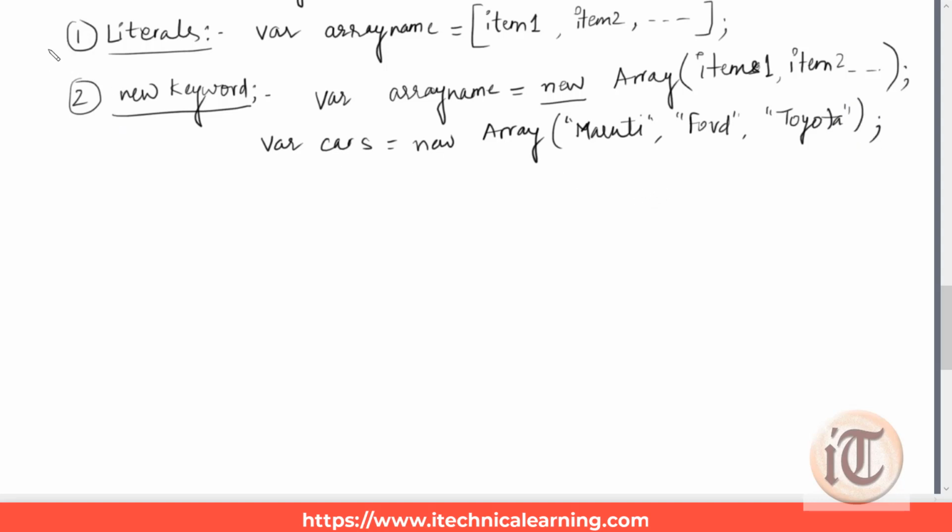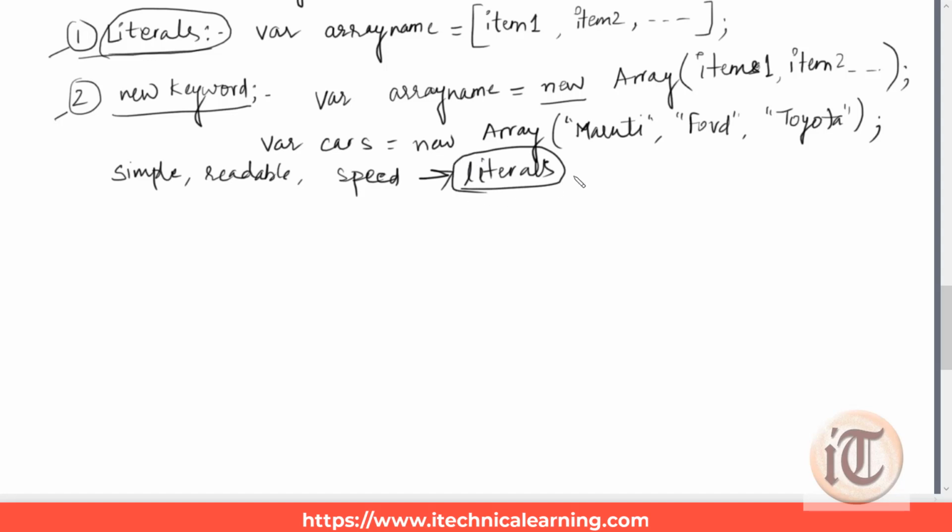Now the question is, which way is better? Is it literal or new? I would suggest that when you are programming, it is always better to use the literal way. Why? Because of simplicity, readability, and execution speed. All these properties are well maintained in the literal definition. So it is always better to use the literal way of declaring arrays in JavaScript. Okay, so I am continuing with the literal way.